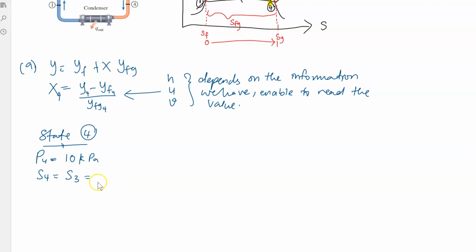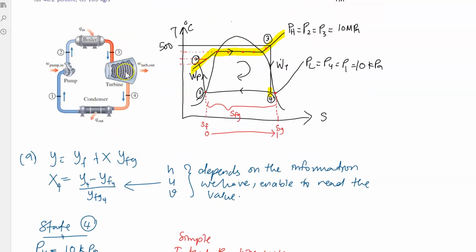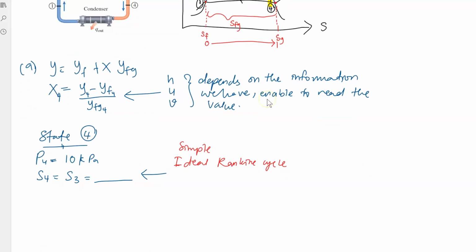So why is S4 equal to S3? Because this is regarded as an ideal simple Rankine cycle. So we assume that at the turbine, there's no heat gain or heat loss. So basically, the energy coming into the turbine is equal to the energy going out from the turbine.